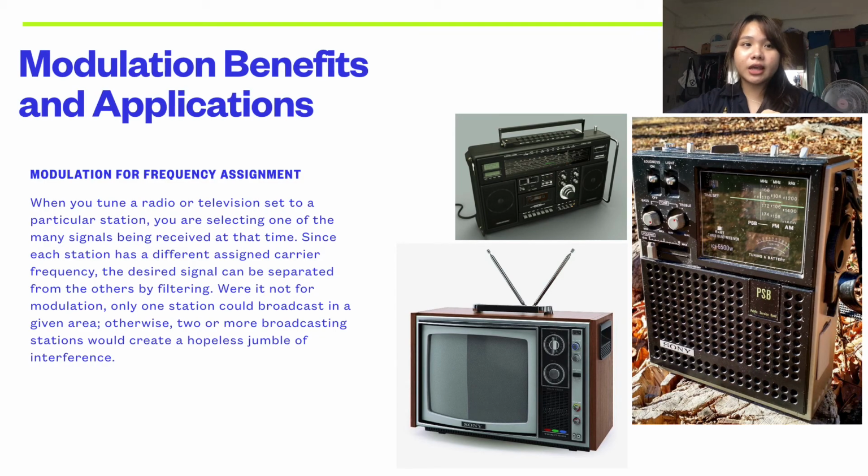Modulation for frequency assignment. When you tune a radio or television set to a particular station, you are selecting one of many signals being received at that time. Since each station has a different assigned carrier frequency, the desired signal can be separated from the others by filtering. Were it not for modulation, only one station could broadcast in a given area. Otherwise, two or more broadcasting stations would create a hopeless jumble of interference.